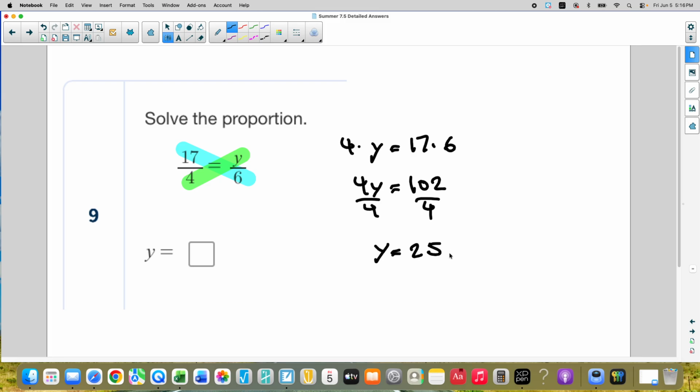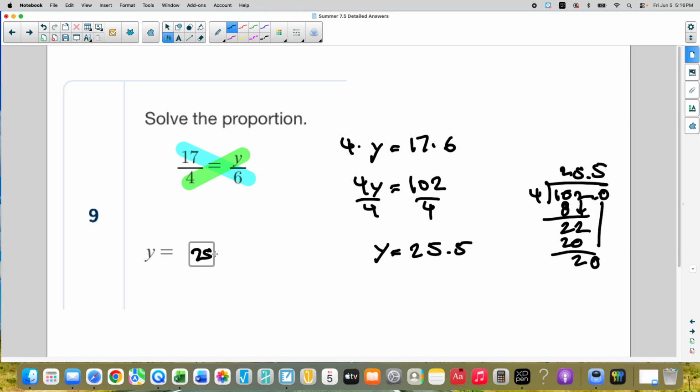Okay, 25.5 maybe? Let's check it out. I did it in my head, and now I'm checking my math. So 4 goes into 10 twice, which is 8. Bring down the 2 is 22, which is 5, which is 20. Decimal point, 0, bring it down, 5. So 25, so y equals 25.5 would be my answer.